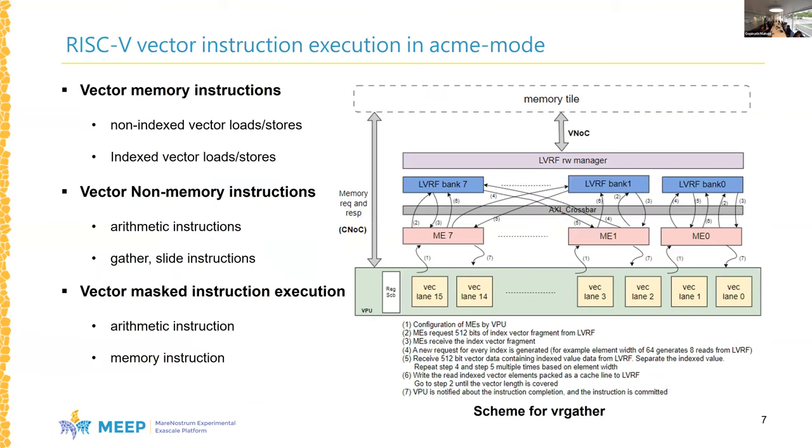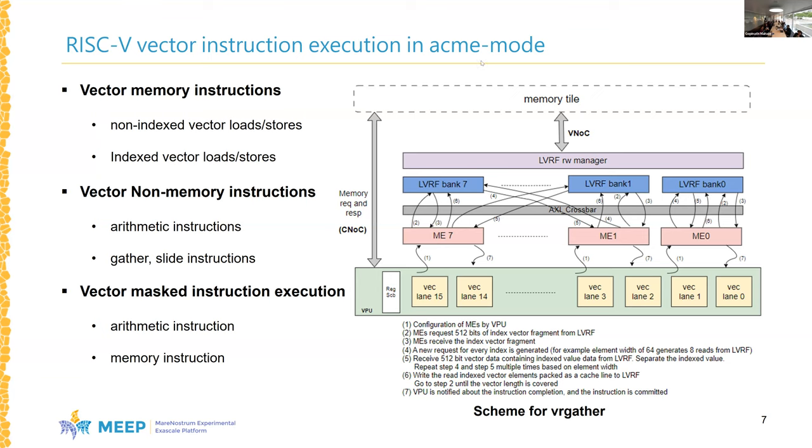Now, how to run the instructions with that, right? Just some examples. Basically, vector memory instructions, non-indexed vector loads and stores. The instructions are queued in the memory queue, right? And then they are sent to the memory tile as a memory request, load or store request. If it's a load, then the memory tile in turn actually reads the data first. It gets a virtual address, it translates to a physical address, then reads the data from the memory and sends a write request to the VNOC. That's a write request. We have to write to the LVRF, right?